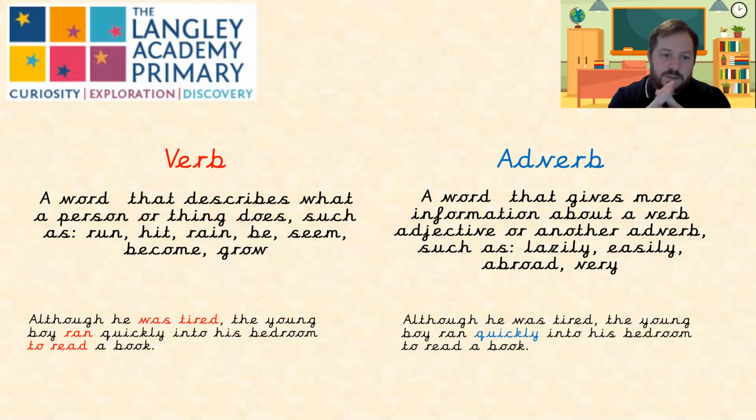So in our sentence, although he was tired, past tense, remember, and this is actually a continuous tense, because he was tired, the young boy ran quickly into his bedroom to read a book. Ran, tired, and to read. These are all the verbs, all the things that he is doing or has done in this sentence. This is all past tense.